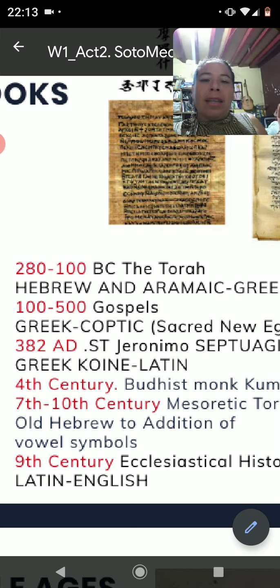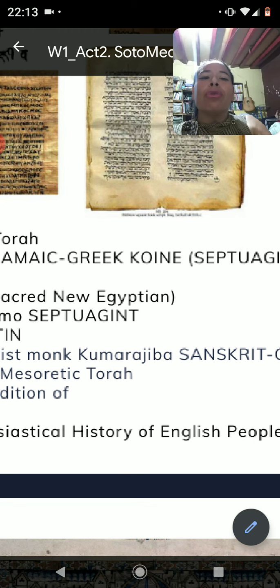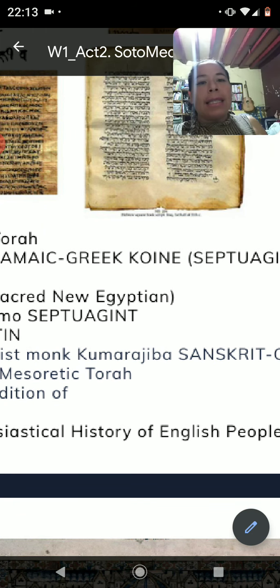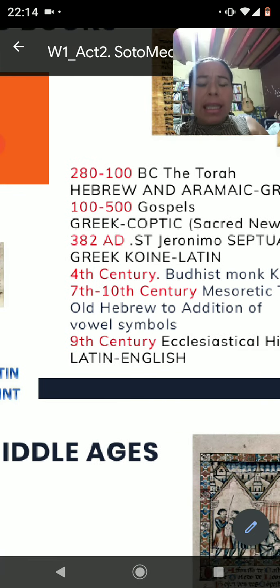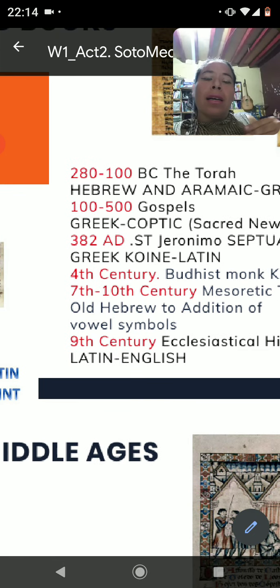And well, from 280 before Christ to 100, Hebrew and Aramaic, which were the languages in which the Torah was written, was transferred into Greek Koine. As I said, these were the times of Alexander the Great. It is called the Septuagint. And the Koine was the common language of Greece.